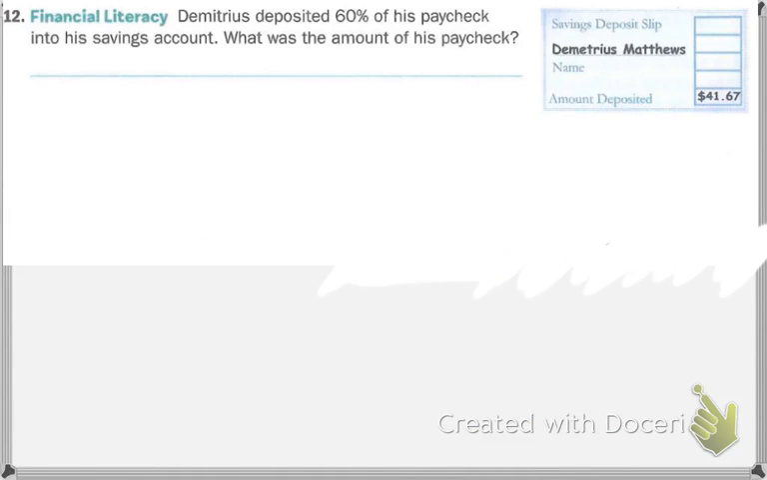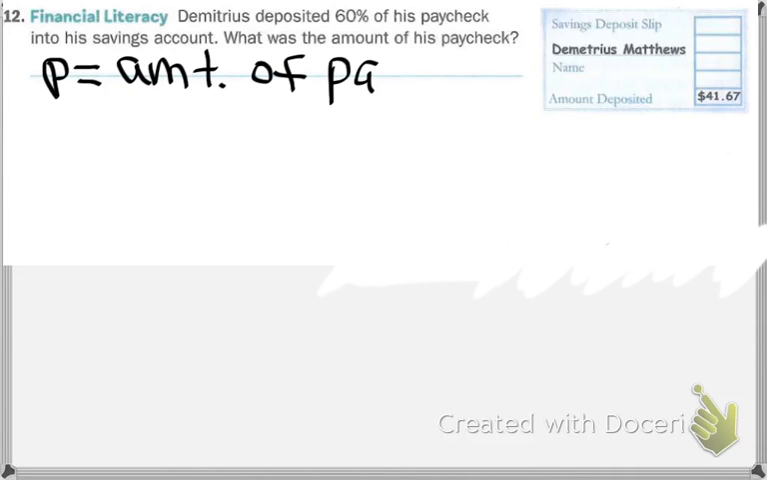All right, this is the last word problem and the last question for section 1. It's all about financial literacy. It says Demetrius deposited 60% of his paycheck into a savings account. What was the amount of his paycheck? We don't know the amount of his paycheck, so that's what we're looking for. So we can call it P if you like. P equals the amount of the paycheck, meaning how much did he get paid? The question says he deposits 60% of that. We just got done saying a fraction of something or a percent of something means multiply.